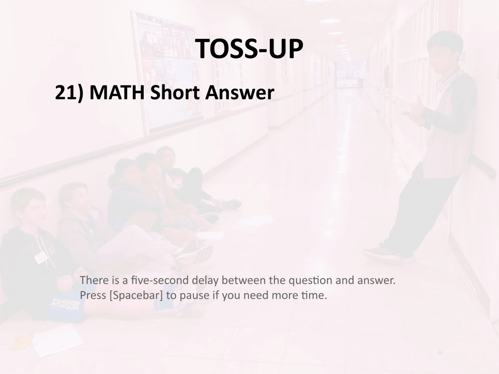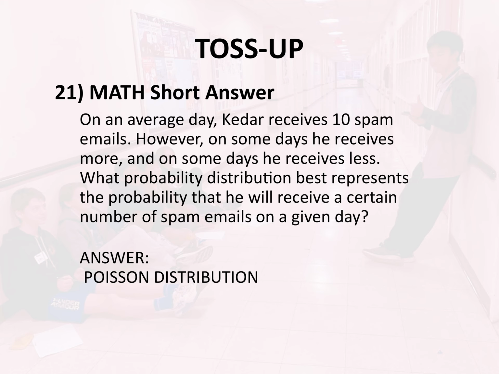Toss-up 21. Math. Short answer. On an average day, Kedar receives 10 spam emails. However, on some days he receives more, and on some days he receives less. What probability distribution best represents the probability that he will receive a certain number of spam emails on a given day? Answer: Poisson distribution.